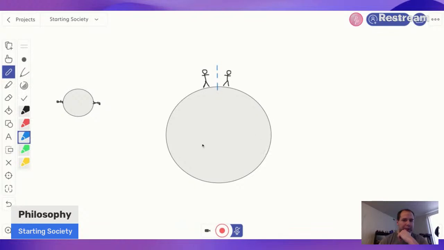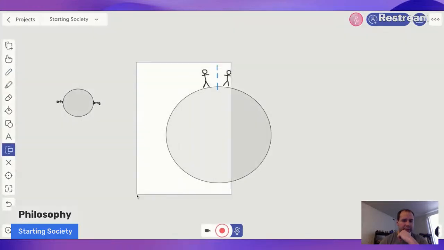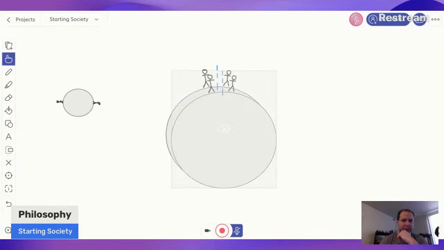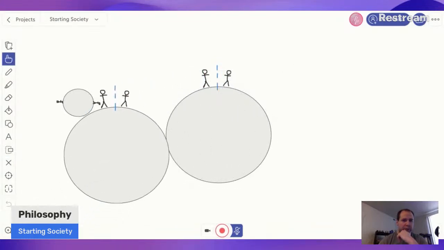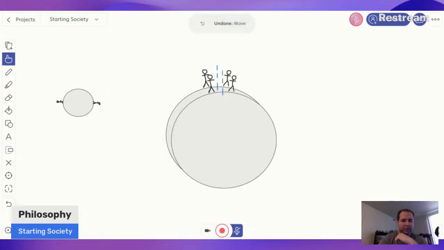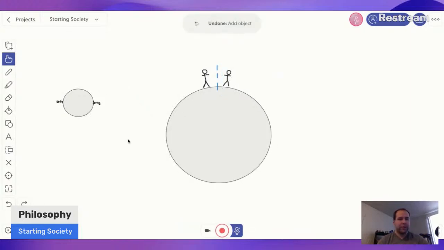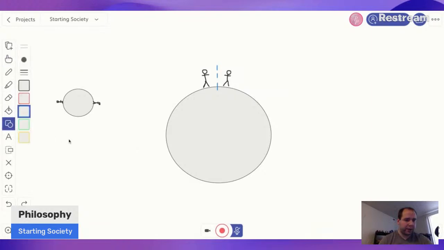And now to scale this all down, do I have a thing? Let's see what this does. I don't actually know. Ooh. Can I shrink it though? Doesn't look like it. Tragic. So I'll recreate that. Give us our little earth over here and add our two little people.